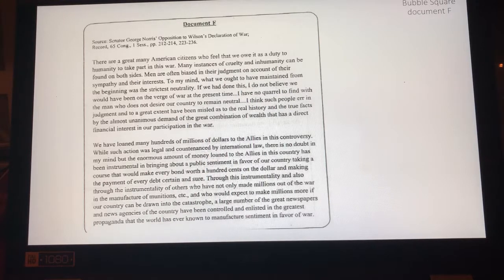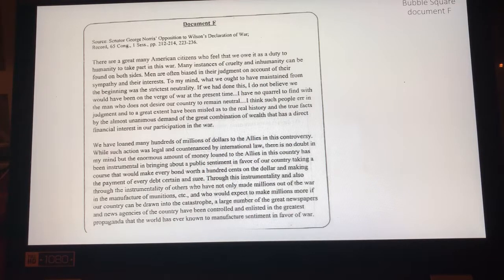And this is Senator George Norris, opposition to Wilson's declaration for war. Okay? "There are a great many American citizens who feel that we owe it as a duty to humanity to take part in this war. Many instances of cruelty and inhumanity can be found on both sides." So this guy is saying that many people are saying we should go in this war. But Norris is bringing up, well, both sides have done bad things. "Men are often biased in their judgment on account of their sympathy and their interest.